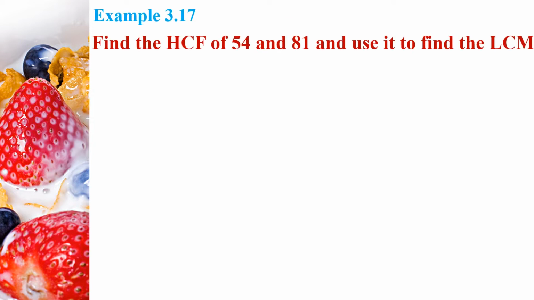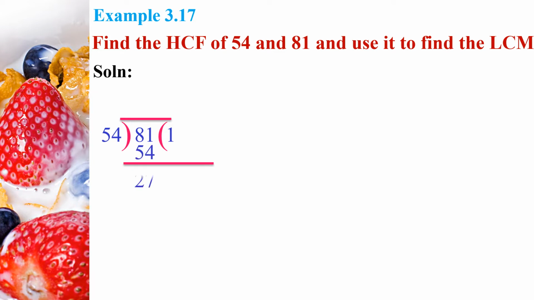Find the HCF of 54 and 81 and use it to find the LCM. Here they have given two numbers. Now we are going to find HCF by continued division method. So here 81 is the biggest number and 54 is the smallest number. So divide the greater number by the smaller number. So how many times we have 54 in 81? That is only one time. So write 54, subtract, we will get a remainder as 27.